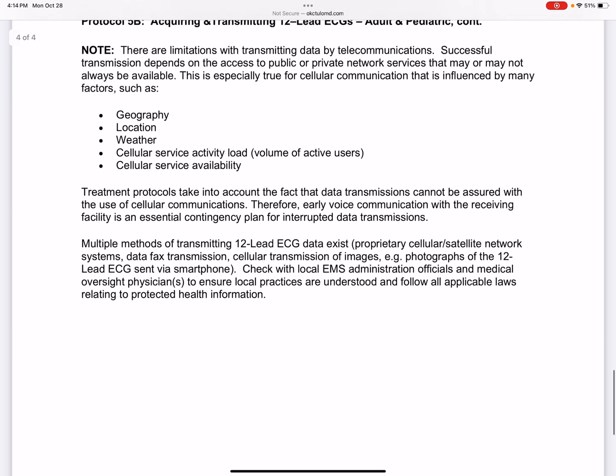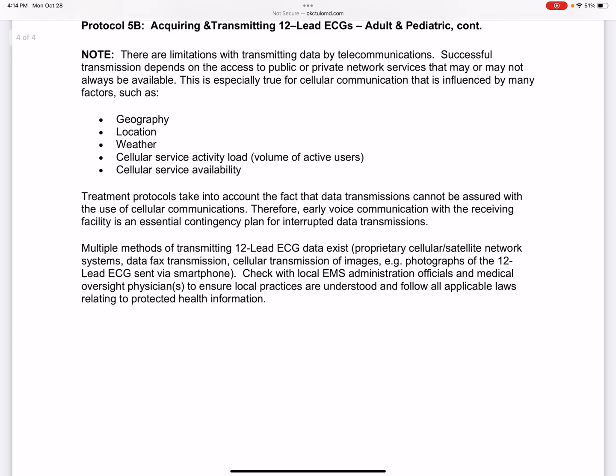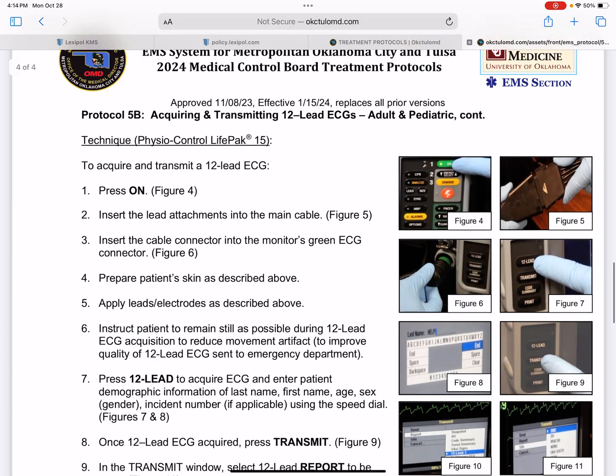When you call in these 12 leads, or when you call in a STEMI and you're telling them what's going on, just tell them where the elevation is on the 12 lead. You don't have to go into too much detail, but you can tell them there's 2 or 3 boxes of elevation in aVF with depression in the lateral leads or whatever it is. So that's how you set up the 12 lead, how you do the 12 lead.